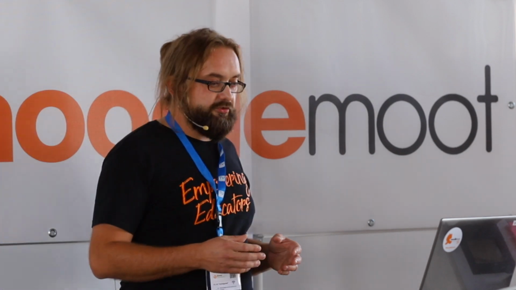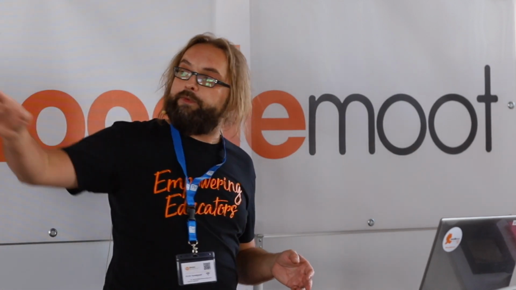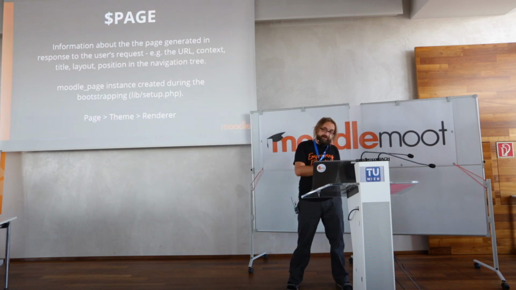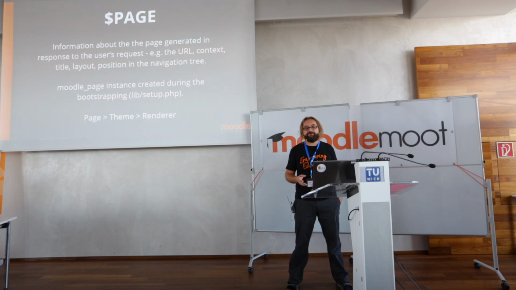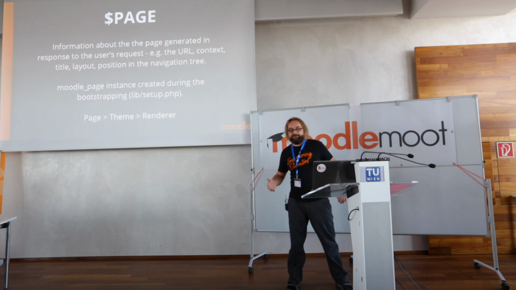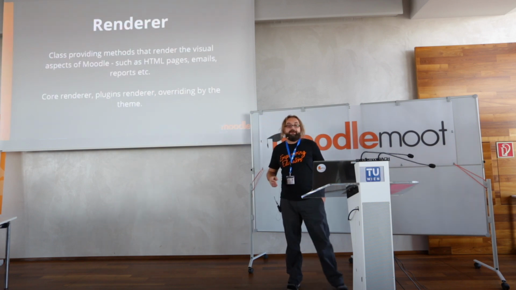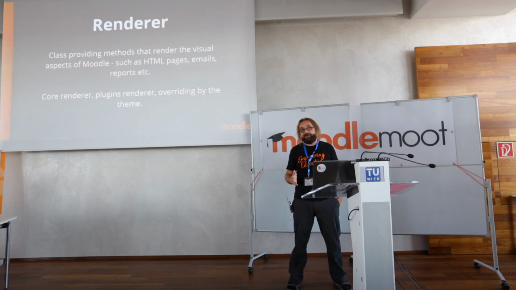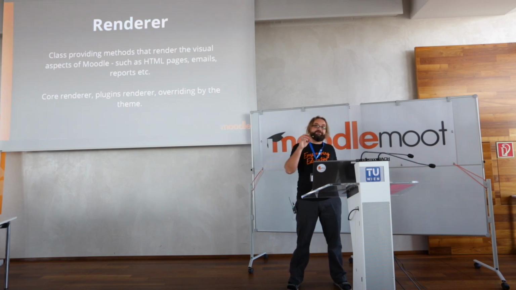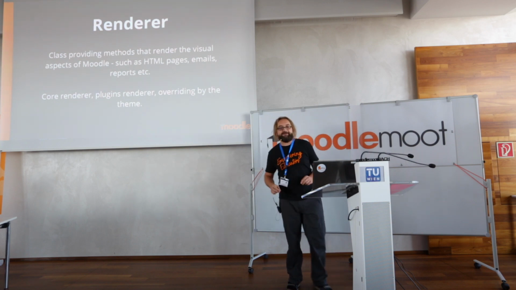For us, it is important to know that through this page, we get access to the actually used theme on that particular page. As you know, each page can have different themes depending on conditions. And through the theme, we can get to a renderer. Now, these renderers are basically nothing more than just a class that provides some methods that actually return the string with HTML representation of something. These renderers replaced all these hard coded functions in weblib, like print heading and things like this.